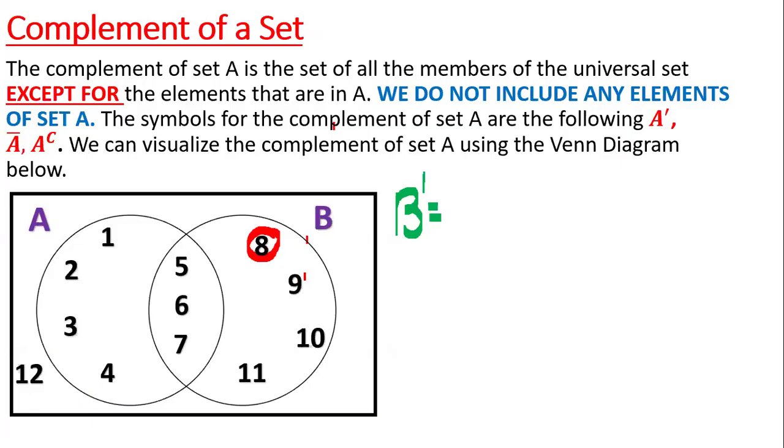Yes, sir. 8 is in B. How about 9? Yes, sir. 9 is in B. 10 is also in B, so we can't include that. 11 is in B, so we can't include that either. 5 is in B, so we can't include that. 6 is in B, so we can't include that. 7 is in B, so we cannot include that.